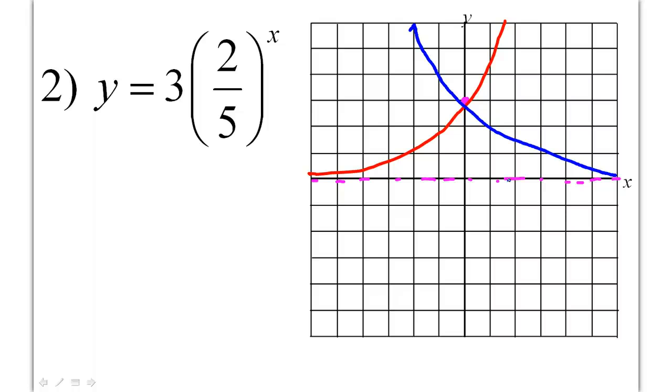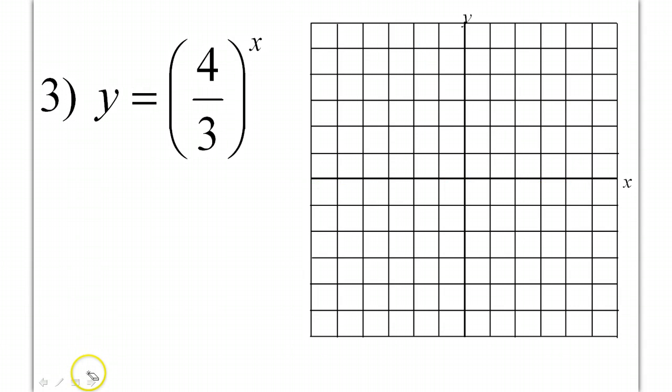Why will it be the blue? It's less than 1. 2/5 is less than 1. If the b value is less than 1, that means it's going to get smaller and smaller, closer and closer to the x-axis. So you would draw it as the blue one. That's it. Any questions on number 2? Okay. Look at number 3.